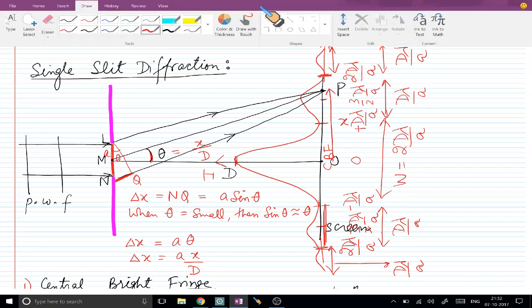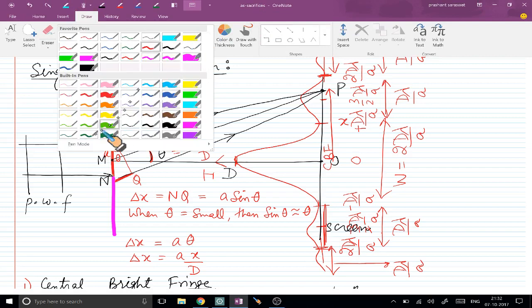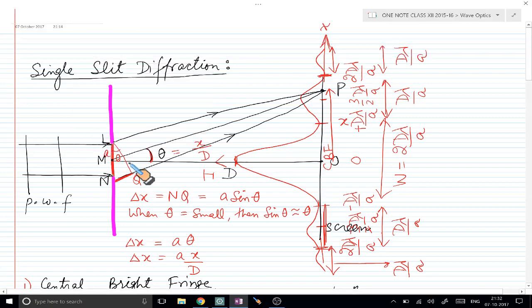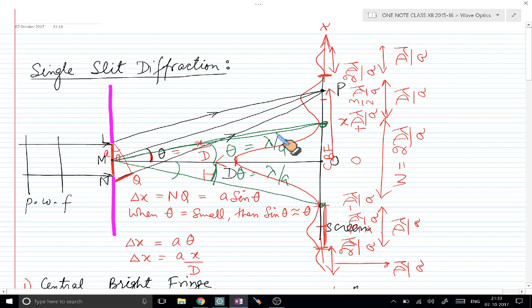Now if we see the angular position of the first minima here and the first minima here, this theta is lambda by a here and this theta here is also lambda by a. So the angular width of the central bright fringe is again 2 lambda by a.